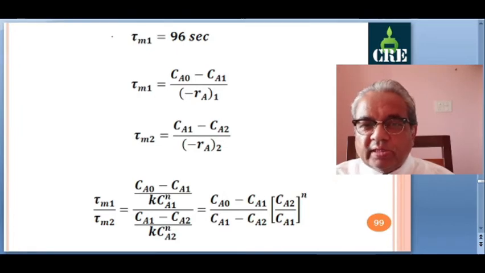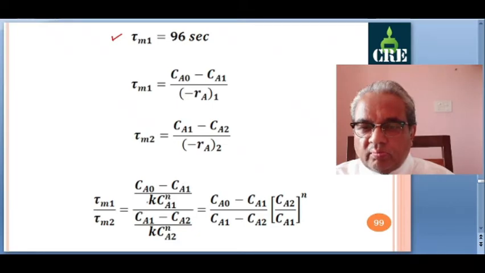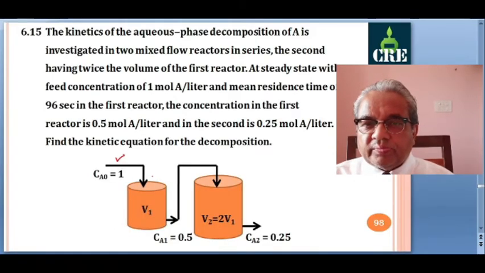Tau m1 is given as 96 seconds. So tau m is Ca0 minus Ca1 by minus Ra1. Tau m2 for the second reactor I can write as Ca1 minus Ca2 by minus Ra2, that is evaluated at Ca2, and this is evaluated at Ca1 concentration. If I take the ratio of tau m1 by tau m2, so this equation Ca0 minus Ca1 by minus Ra1, that is K Ca raised to n, that we write first.